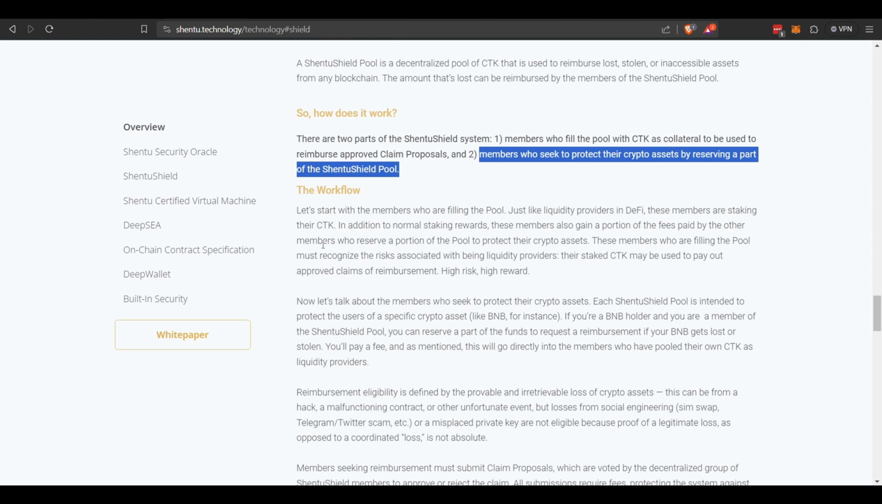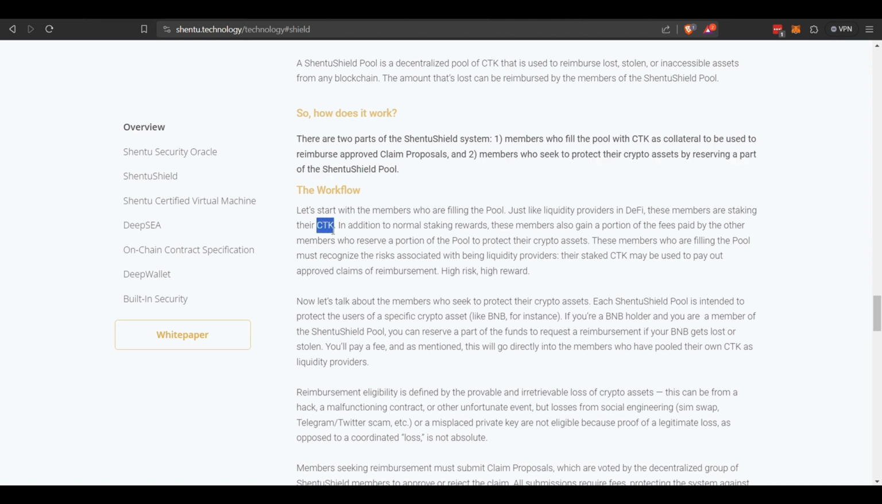Here's the workflow. Just like DeFi, you contribute liquidity. Here, you're going to be staking CTK, and you're going to receive rewards. I believe currently it's around 40%. And anybody that wants to protect their crypto assets, basically like an insurance policy, they can pay to insure or cover any losses with this CTK pool that you are contributing to staking.